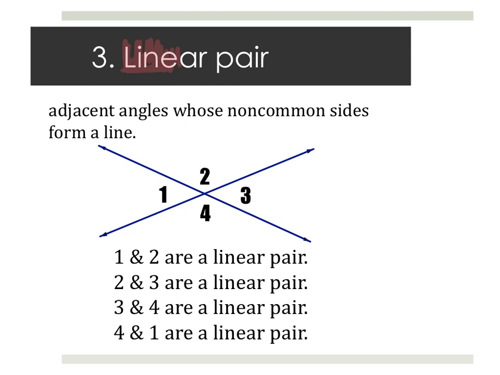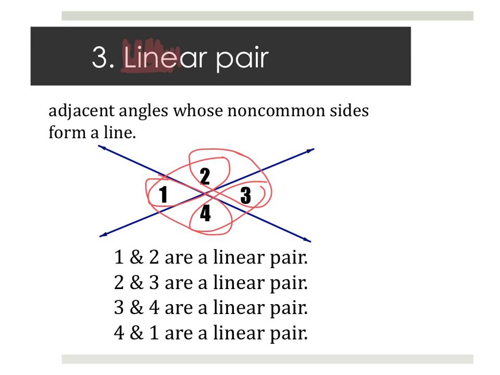So in this picture, we have 1 and 2. These are a linear pair. 3 and 4, those are a linear pair. 2 and 3 are a linear pair. 1 and 4 are a linear pair. So there's 4 different sets of linear pairs when you have this X formation of 2 lines intersecting. You're going to get 2 pairs of vertical angles, 4 pairs that are linear.